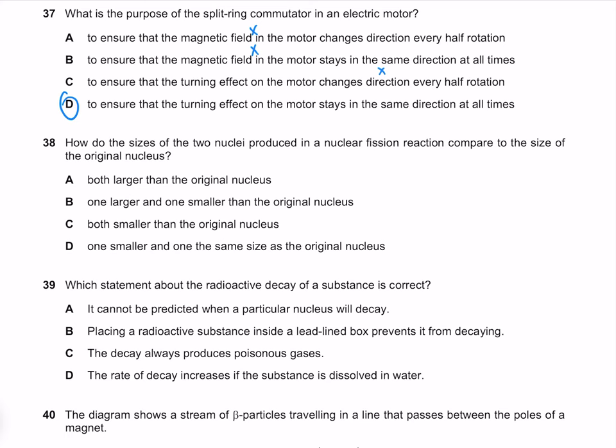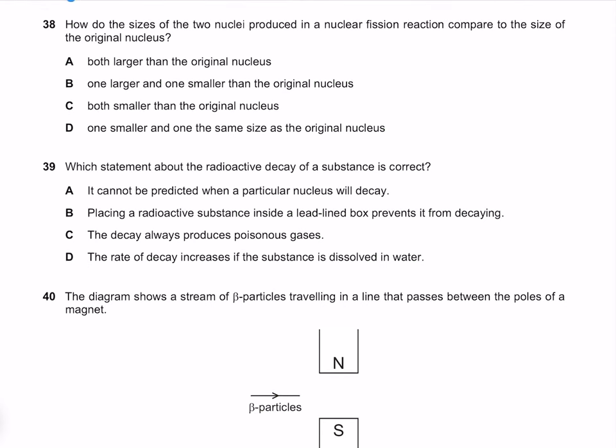How do the sizes of the two nuclei produced in a nuclear fission reaction compare to the size of the original nucleus? If it's fission, then both will be smaller. So our answer is C.